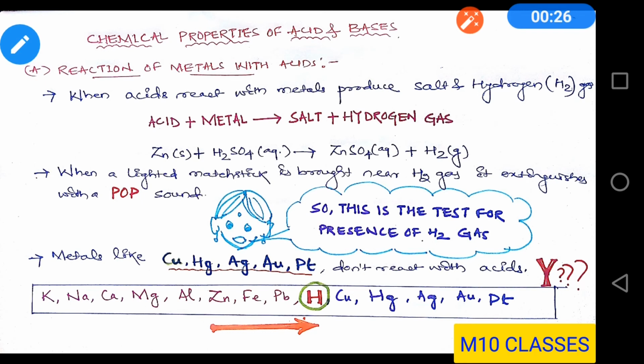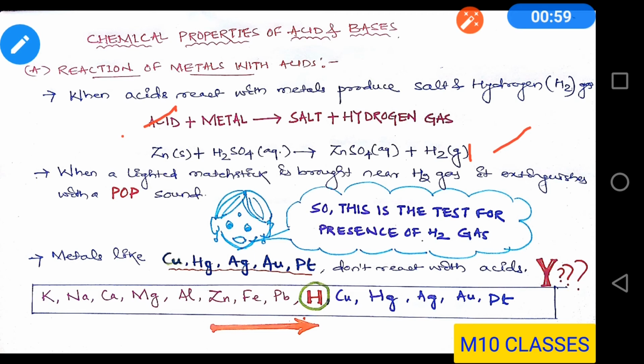How do metals react with acids? Now when acids react with metals, they produce salt and hydrogen gas. So this is an important property of acids. Now see here an example. Zinc plus H2SO4, that is sulfuric acid, you get ZnSO4, that is a salt, and with that you get hydrogen gas. Now when hydrogen gas is produced, it is colorless and odorless.